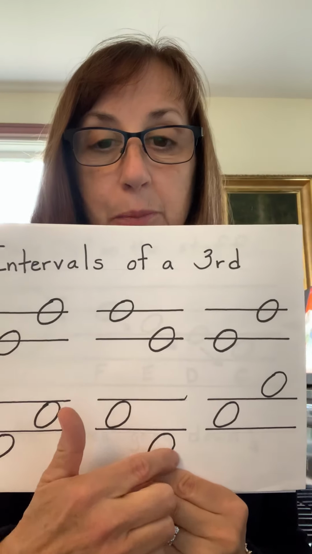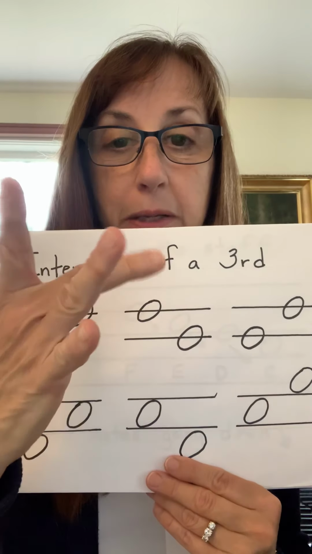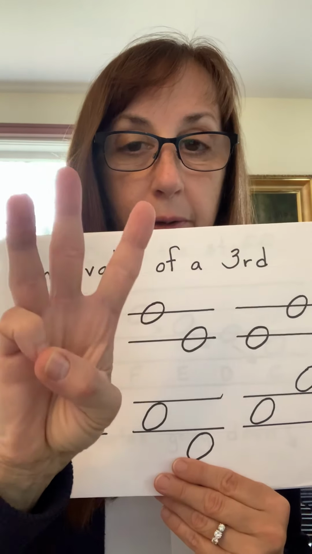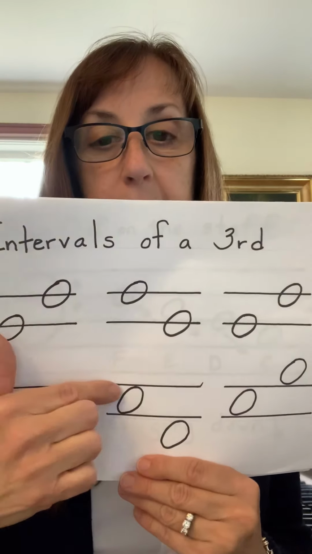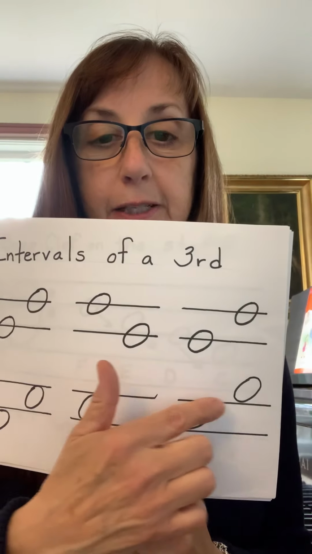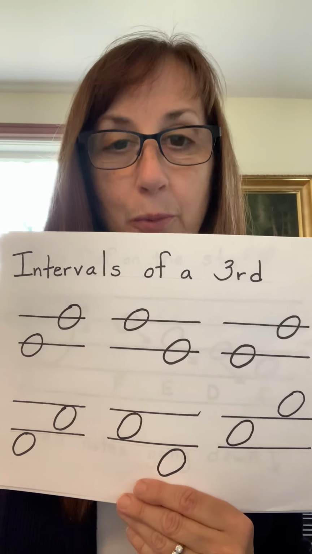A space to space skipping that line. See, I skipped the line. That's the middle one. 1, 2, 3. Line, space, line. That's 3. This is a third going down, and then space to space, skipping the line, is a third going up. Okay.